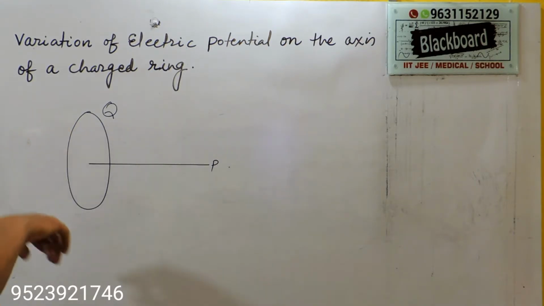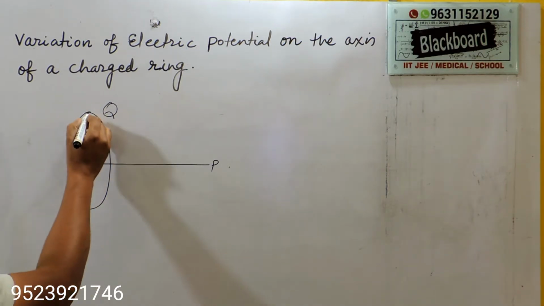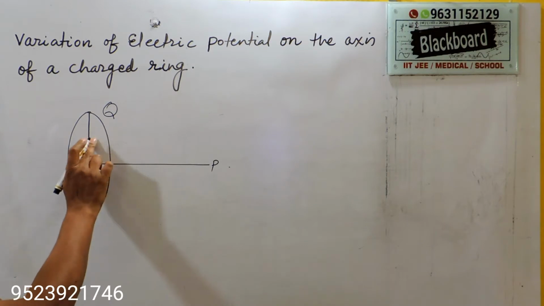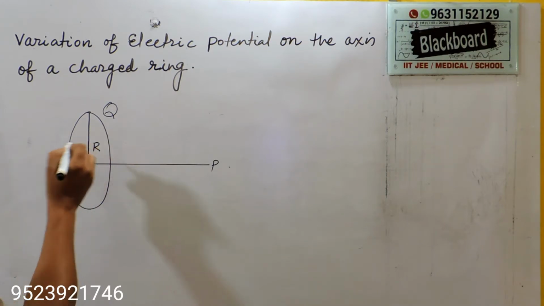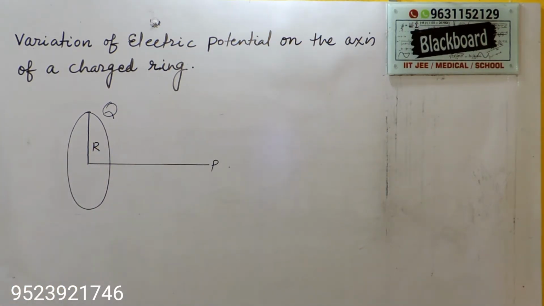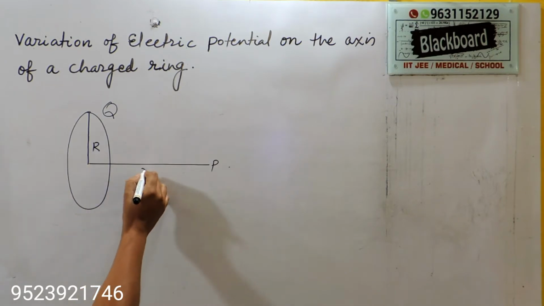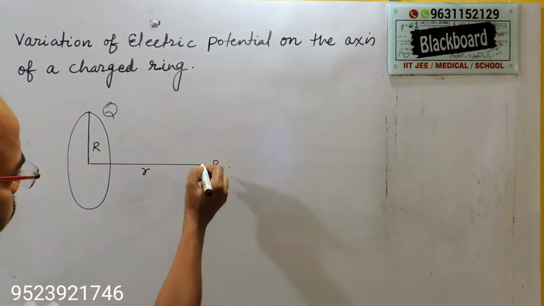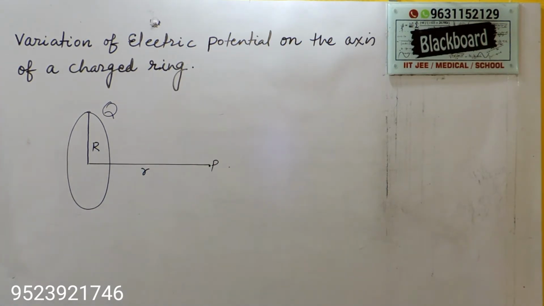Let this be the ring having charge q on it, and the radius of the ring is capital R. This distance is small r, and this is the axial distance. At P we are going to find the electric potential.